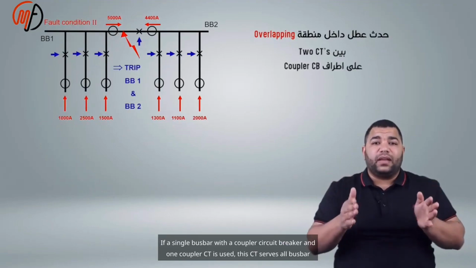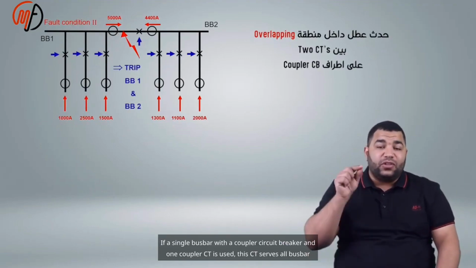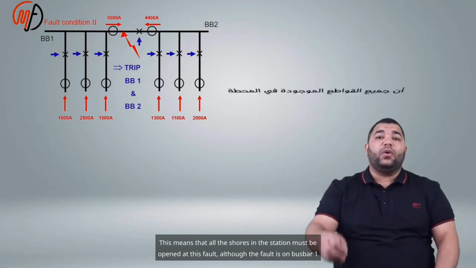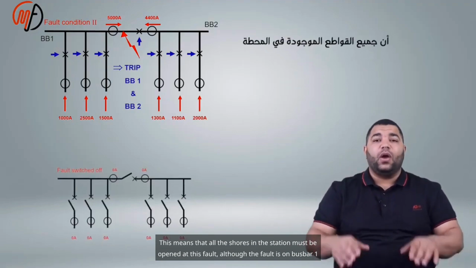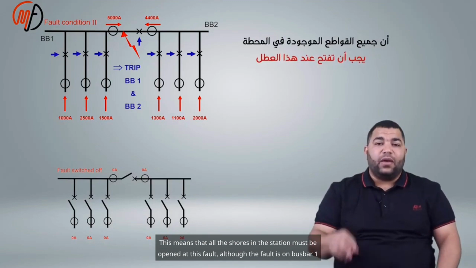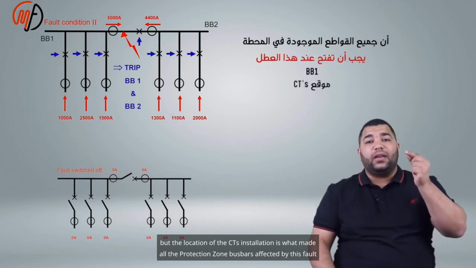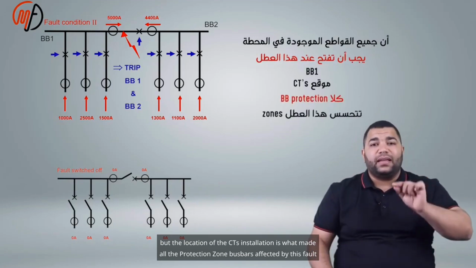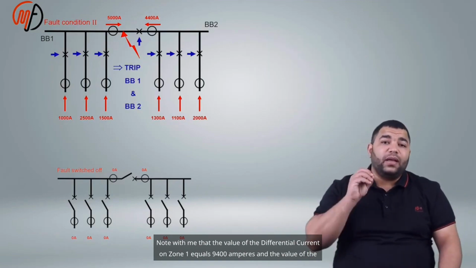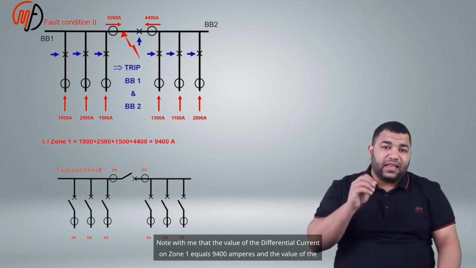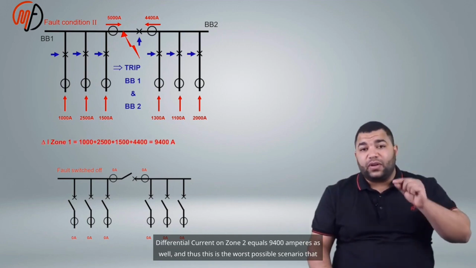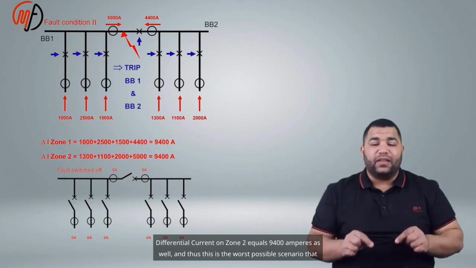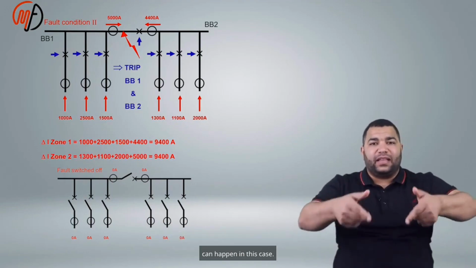If a single bus bar with a coupler circuit breaker and one coupler CT is used, this CT serves all bus bar protection zones. How is this done? This means that all the breakers in the station must be opened at this fault, although the fault is on bus bar 1, but the location of the CT's installation is what made all the protection zones affected by this fault. Note with me that the value of the differential current on zone 1 equals 9400 amperes, and the value of the differential current on zone 2 equals 9400 amperes as well, and thus this is the worst possible scenario that can happen in this case.